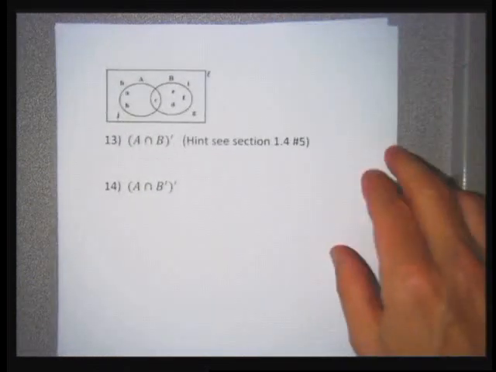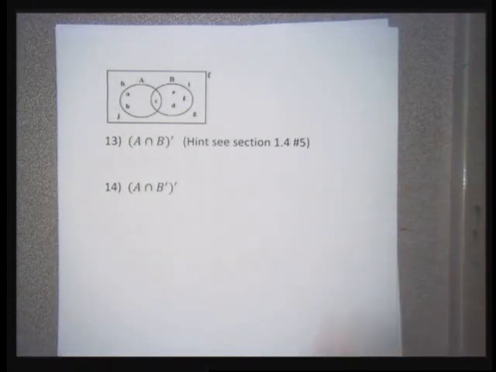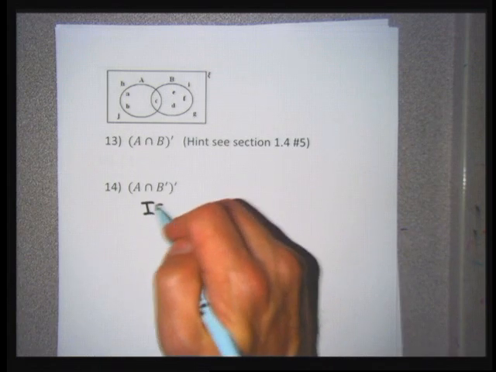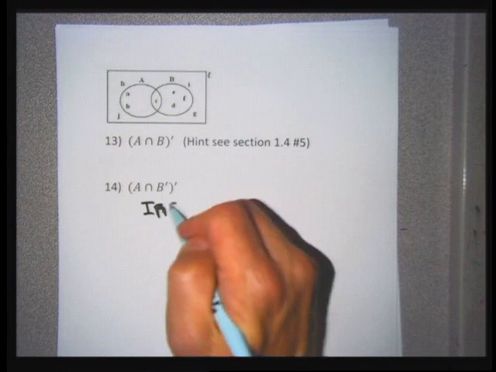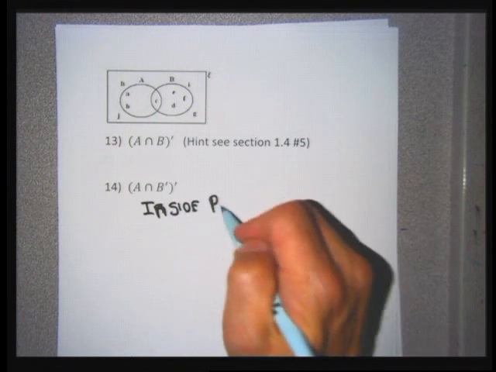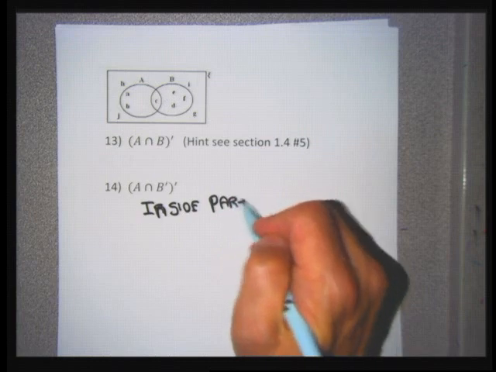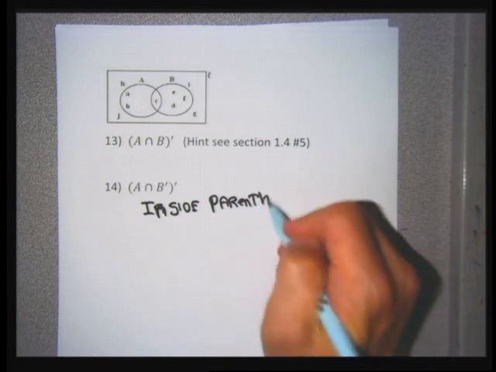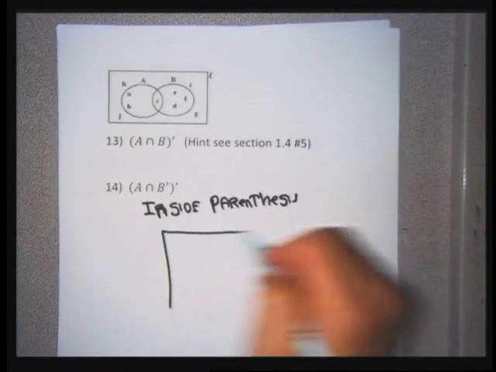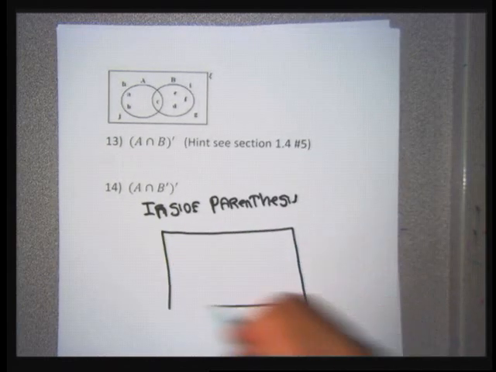Alright, so for your problem 13, if you look at the answer to 1.4, number 5, that will give you the shading. Let me do mine by hand. So first I want to do the inside of the parentheses, and then I'm going to prime it. So for 14, if you're watching this, I'm going to do the inside of the parentheses. And that's asking me to intersect A and B prime. Intersection I'm going to do with two colors.